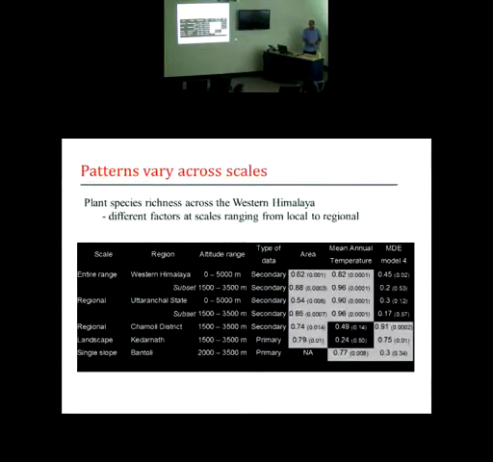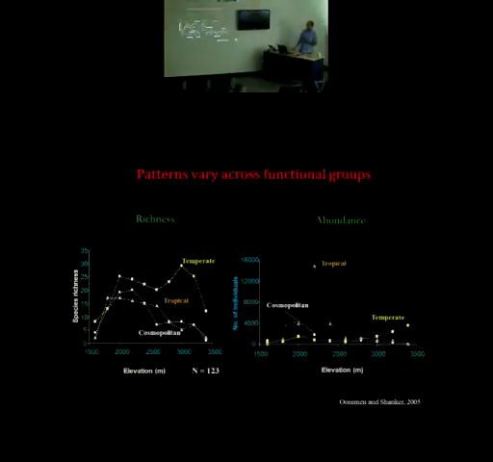There are also a number of other caveats. I'm going to show data from some of the work that we did in the Himalayas using a plant data set. Patterns vary across scales. When we analyzed patterns from local to regional scales, we found that there are different explanatory variables at different scales. We also found that patterns vary across functional groups.